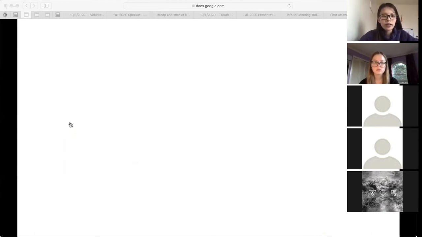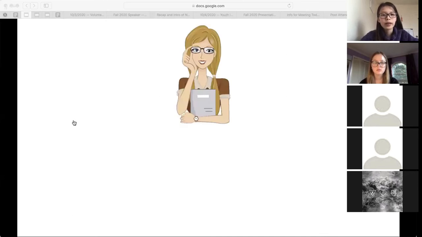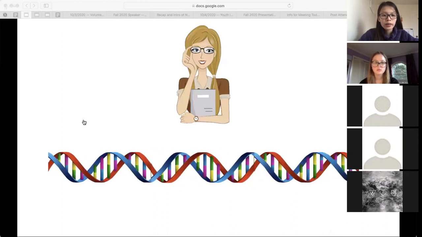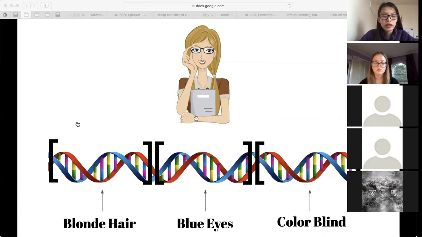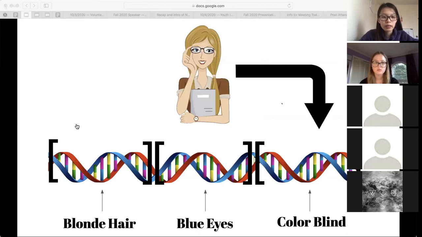So let's say that this girl right here is completely colorblind and she can only see in black and white. By looking at her DNA, we can see the different sections of her genes that give her blonde hair and blue eyes, and then also a section that makes her colorblind. And we can use gene editing to take out this section and put in a section that makes her not colorblind. And so think about the difference that this can make on this girl, and she'll be able to see color for the first time in her life, and it'll be thanks to gene editing.